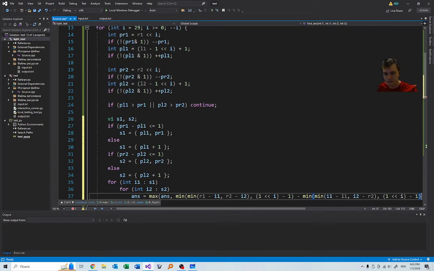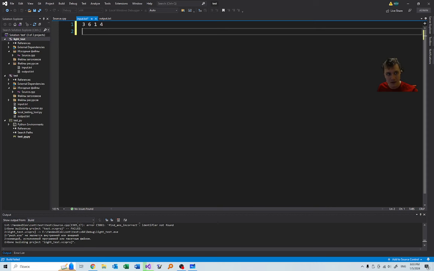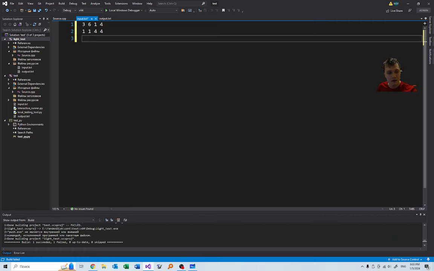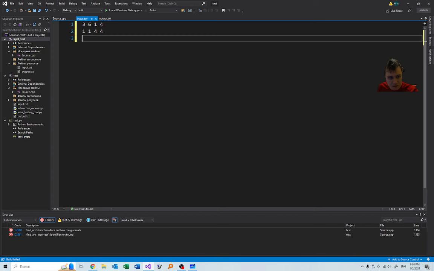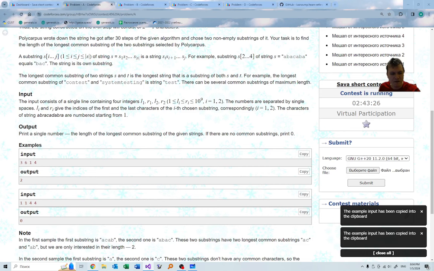Let's check it on this sample. 2, 0. What's wrong with you? Fine, ah, it's another source. Okay, I also would like to test some other tests. Let's check these ones first. So here it's just 3 and 0. No, it's not correct. Why does it say 3?